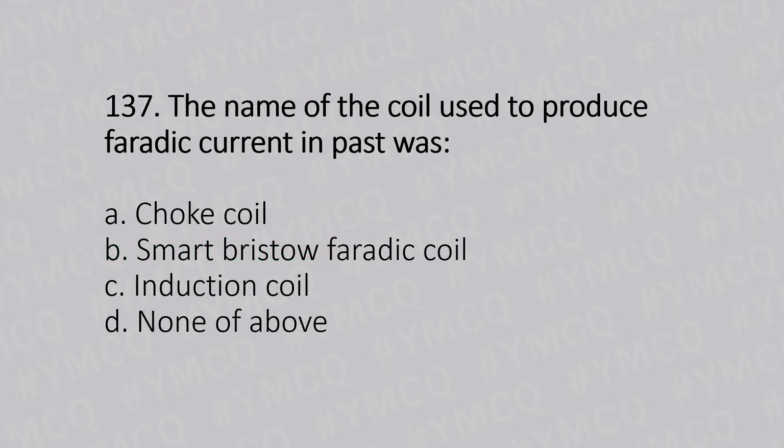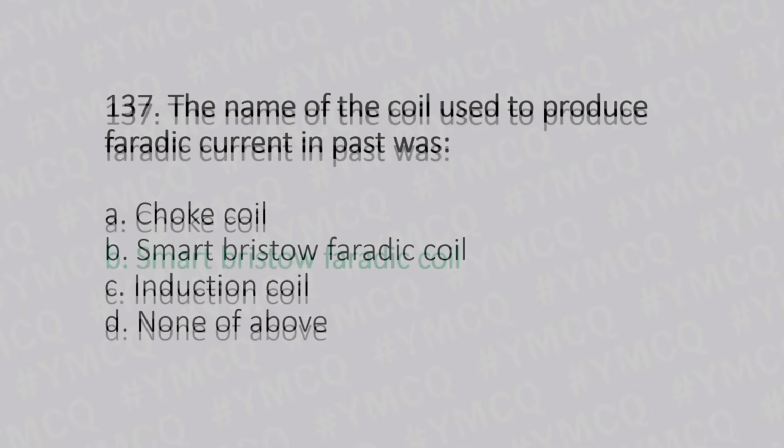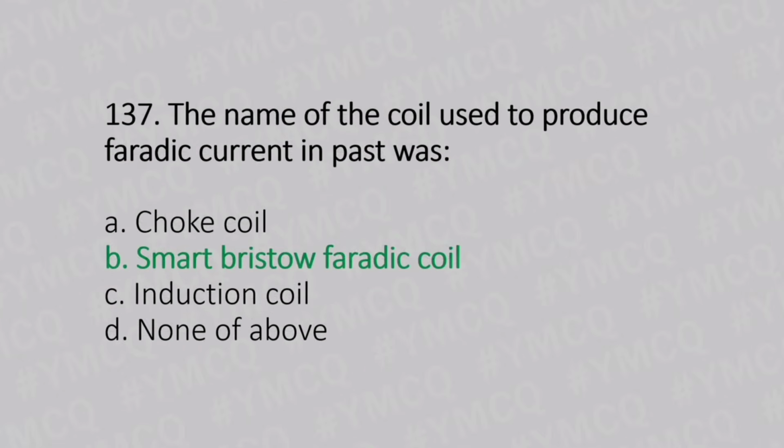Moving to question number 137. The name of the coil used to produce Faraday current in the past was: option A, Koch coil; option B, Smee's Bristow's Faraday coil; option C, induction coil; option D, none of the above. And the answer is option B, Smee's Bristow's Faraday coil.